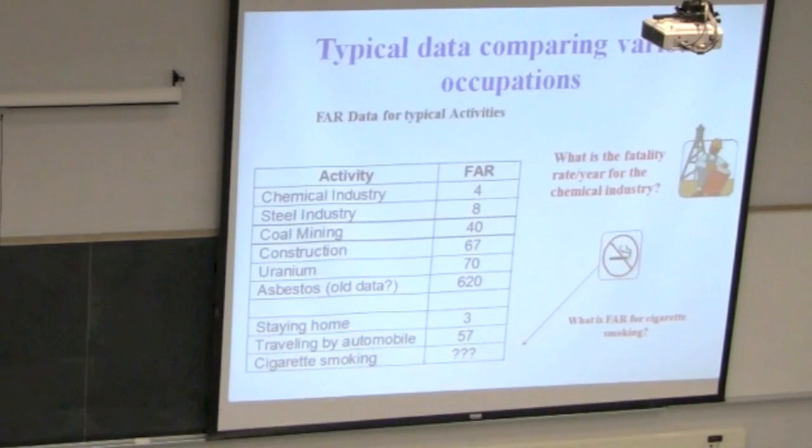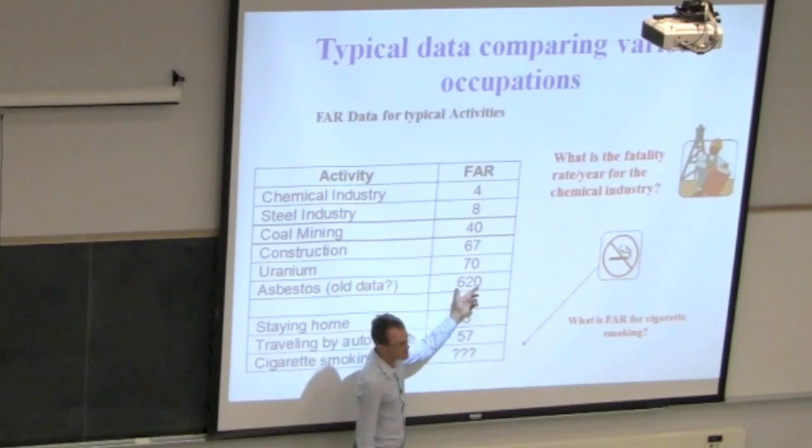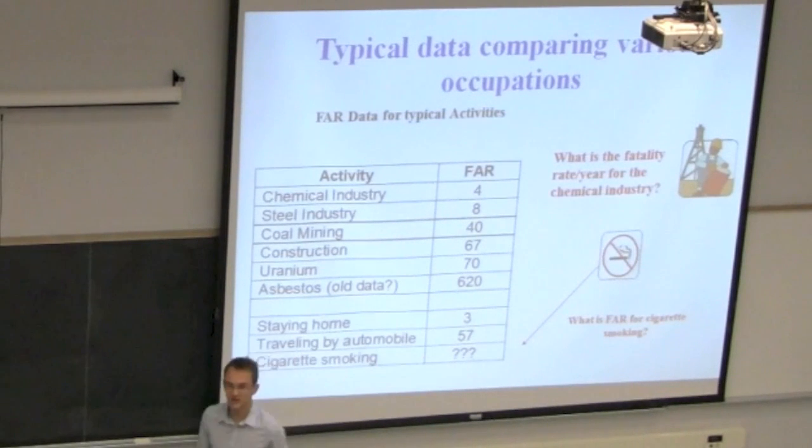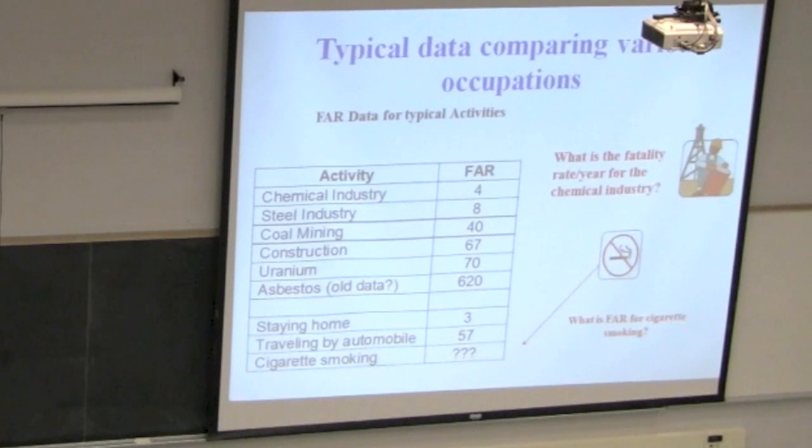So let's take a look at some FAR values for various sectors. So the chemical industry has a FAR value of 4. So 1,000 people working in the environment, of those 4, over their whole lifetime will die. Steel industry, that number is 8. Coal, 40. Asbestos up here, very high. Pretty much 62% of everyone working in that industry is going to die. That's why we've shut down asbestos mines, except in Quebec, well, just up to 40.